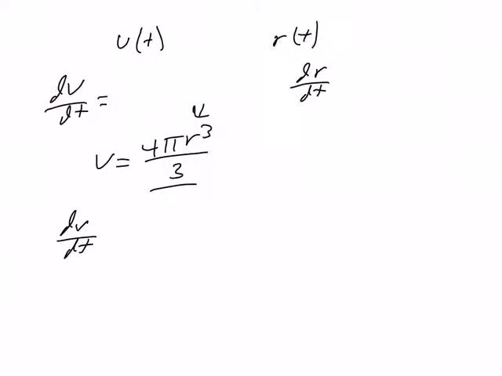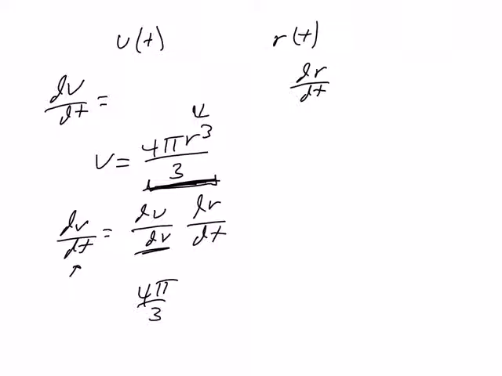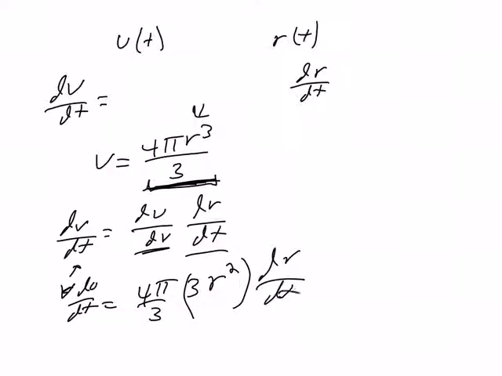But we know that if we have some function that we're trying to differentiate and we want to differentiate it in terms of a different variable, what we can say is that this is equal to the change in volume in terms of change in the radius times the change in the radius over the change in time. And this we do know, the change in the volume over the change in radius is exactly like just differentiating this, which gives us 4 pi over 3 times 3 r squared. And then we just multiply this by this, so the change in the volume over the change in time is equal to this times the change in the radius over the change in time.